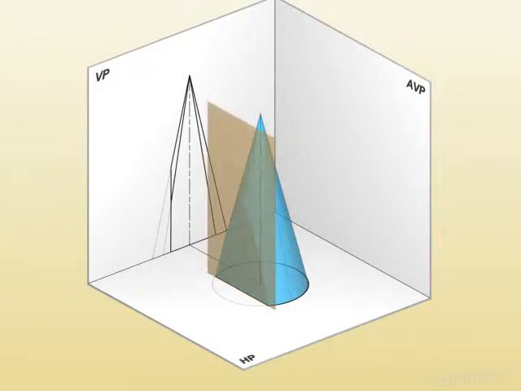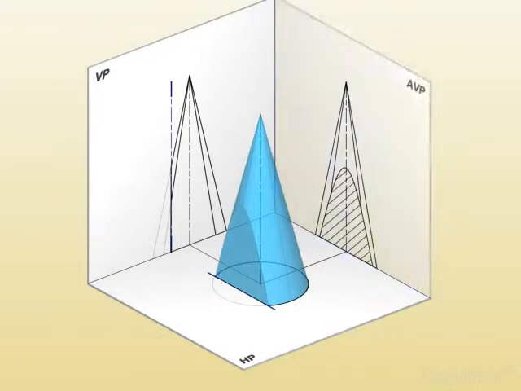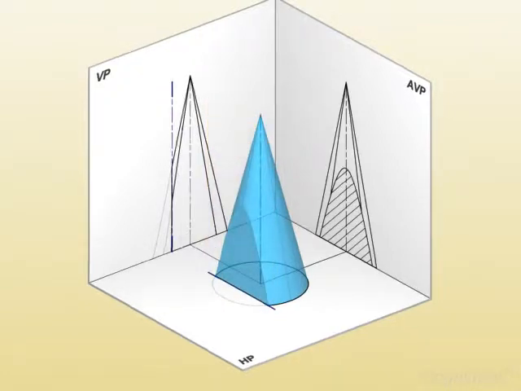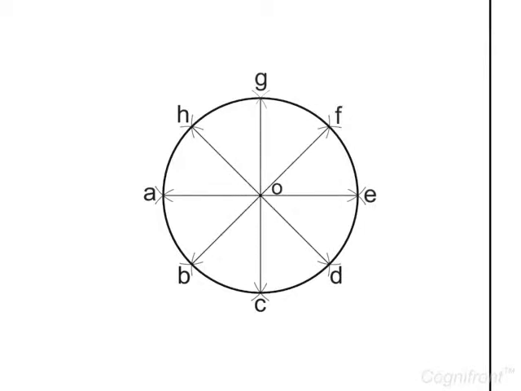Observe that the projection of section plane appears as vertical lines on both HP and VP. The true shape of the cut section appears on an auxiliary plane parallel to the section plane. So let's construct the views. Here, plan of the cone is a circle which gives the true shape of base of the cone. We will divide it into 8 equal parts along the circumference.